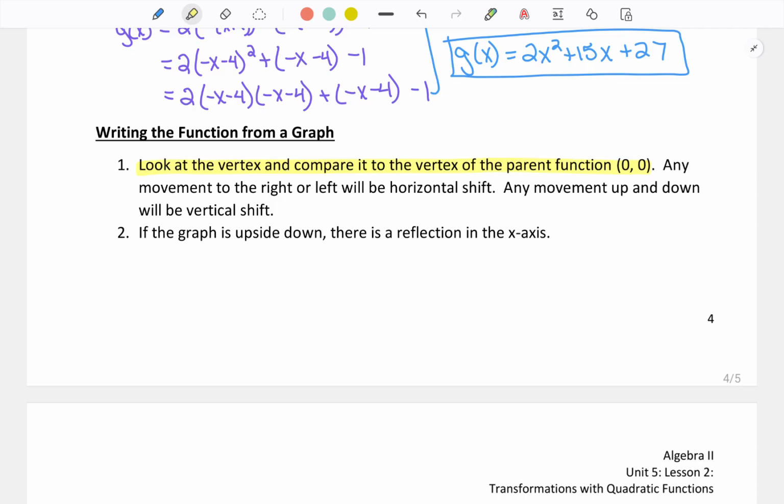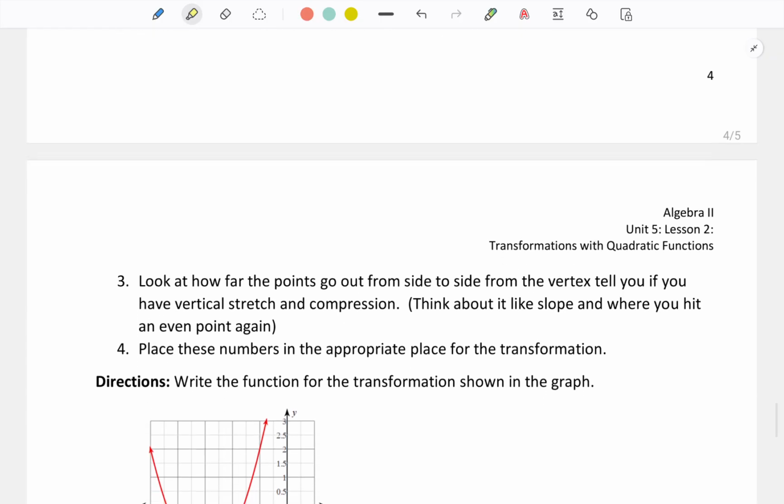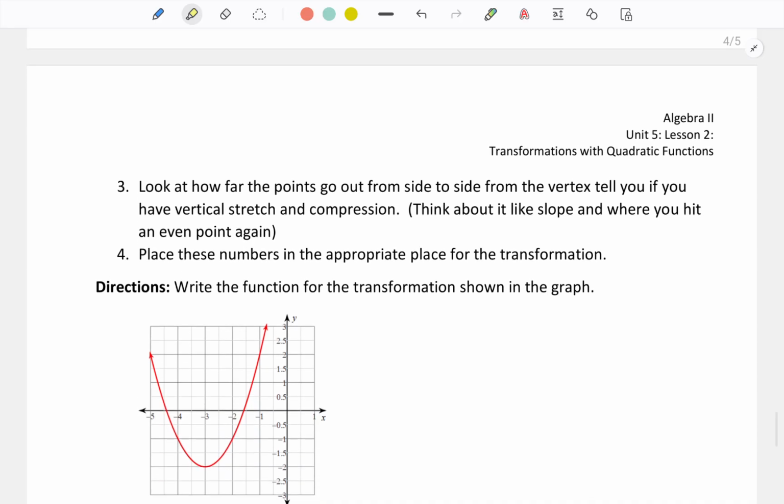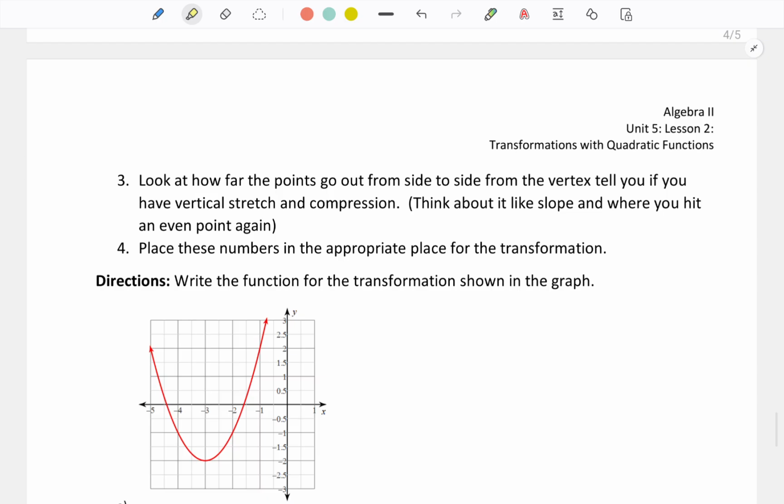And then any movement to the left or right will be horizontal shift, and so then you need to place it appropriately. Any movement up or down will be a vertical shift. And then if the graph is upside down, you have a reflection in the x-axis. And then look at how the points go out from side to side to tell you if you have vertical stretch or compression. So think about it like slope and look for where you hit an even point again. That will give you a lot of clues. And so then you need to place all of these numbers in the appropriate place for the transformation.